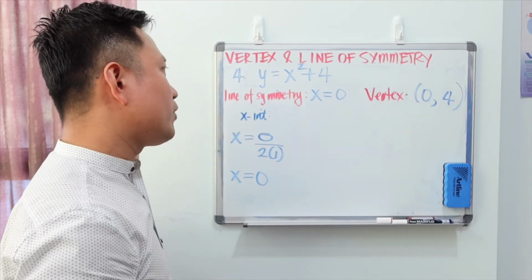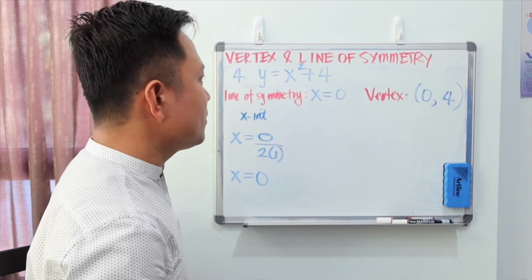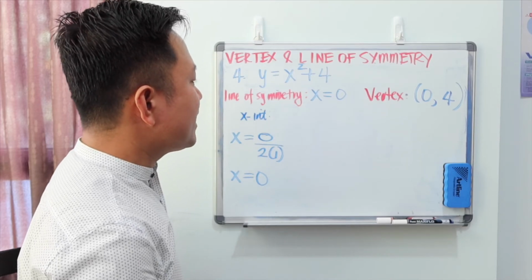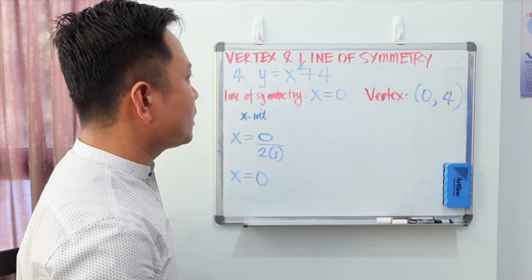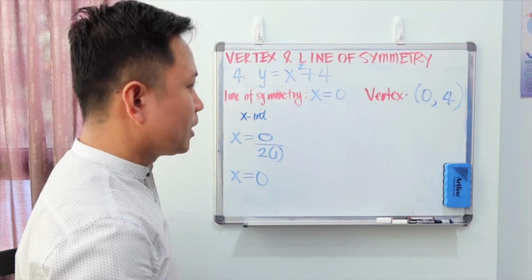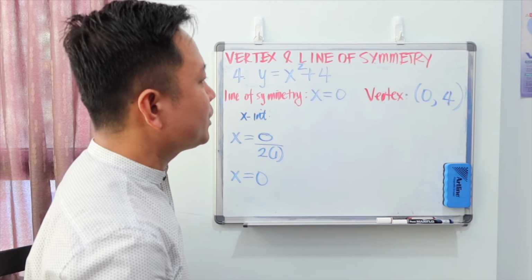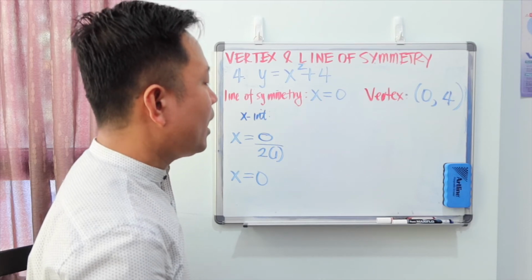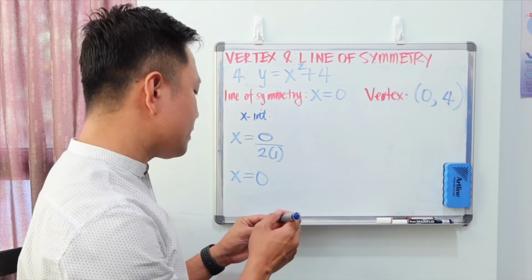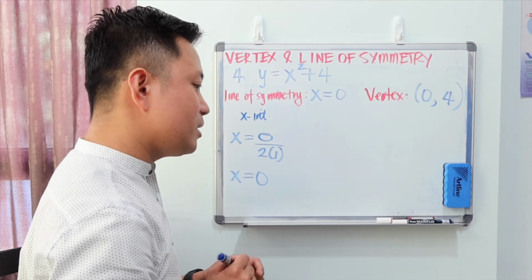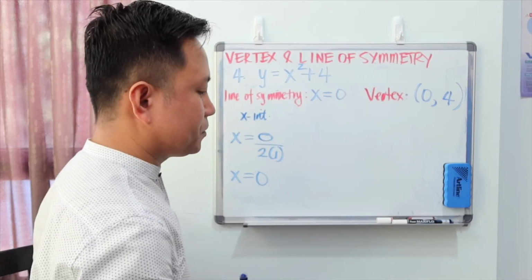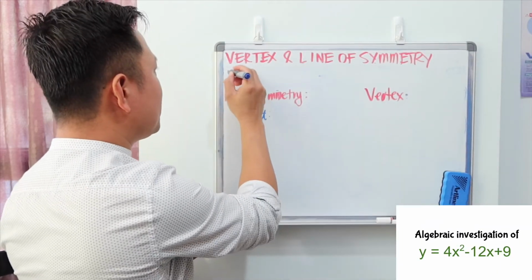Now if we look at the graph of this quadratic function, we notice that it is also a parabola that's concave upward. The vertex is at 0, 4, which also happens to be the y-intercept. And again, we said that the line of symmetry is the y-axis, or x equals 0. Now let's have example number 5.